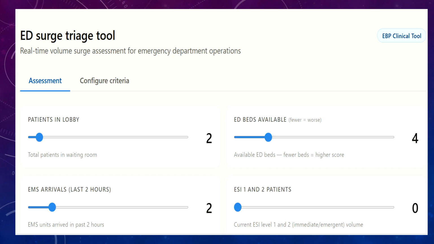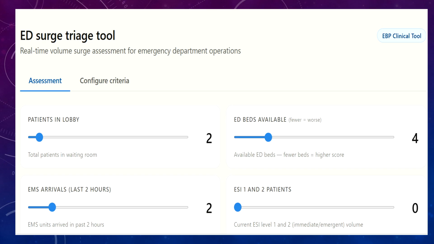One thing I do want to point out real quickly here is that each of the domains has a number next to it, which you can see here on the slide. That number is not the score that is generated to say what level. That number is simply a representation of, for example, let's say domain 1, where it says patients in lobby. So the 2 here would represent that there are 2 patients waiting in the lobby.